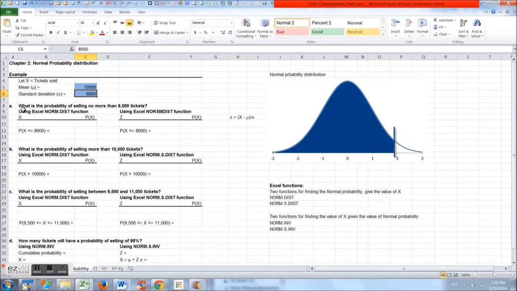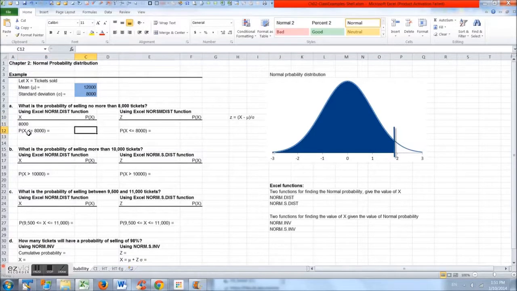Now let's look at the questions. Given these parameters, what is the probability that we will sell no more than 8,000 tickets? Which means 8,000 or less. That is the cumulative probability. For example, here this value is 8,000 and we want the probability that we will be able to sell up to 8,000 tickets. So the x value is 8,000. Let's type that there, and let us format it and align it properly.